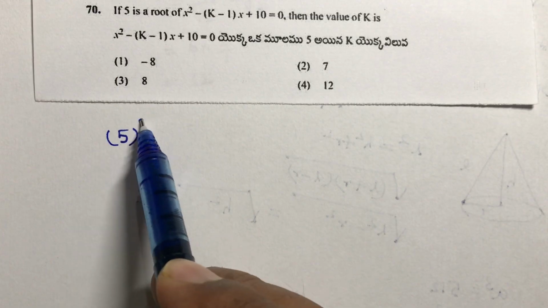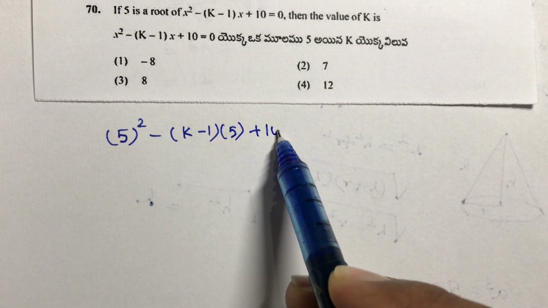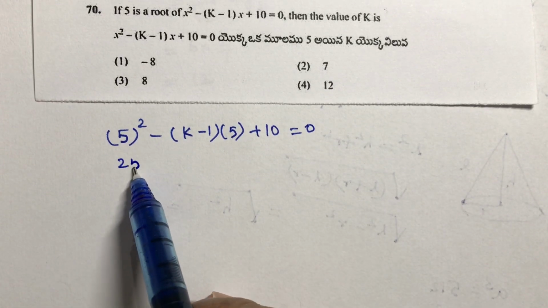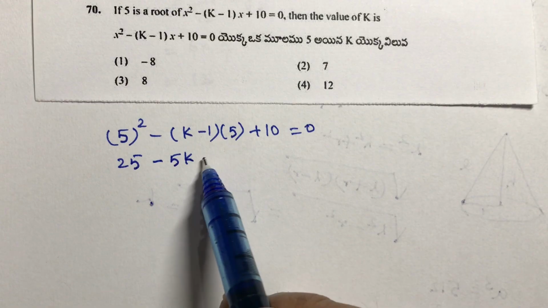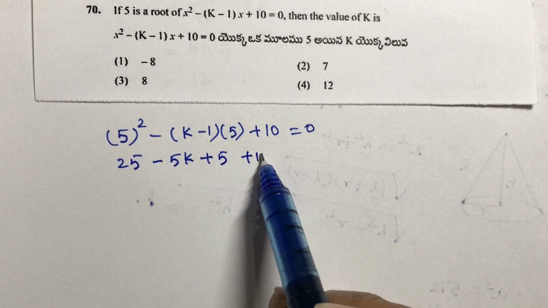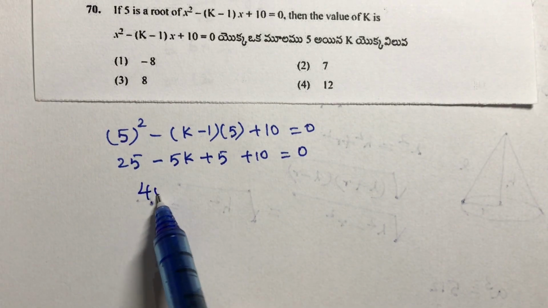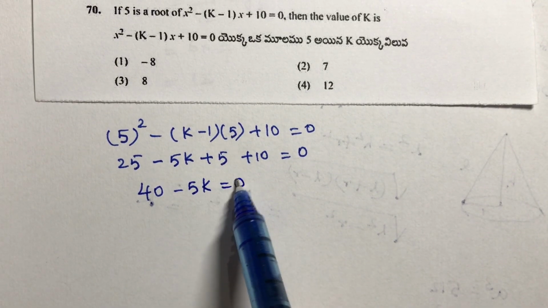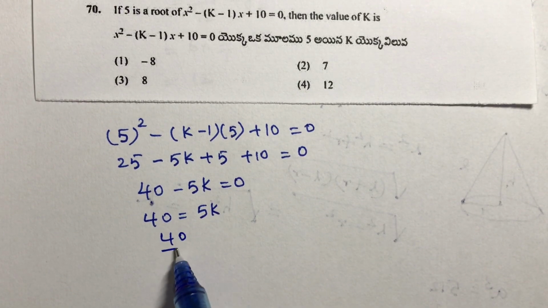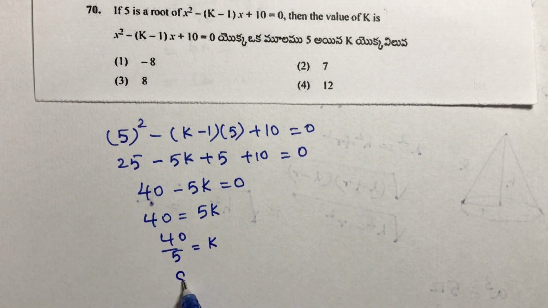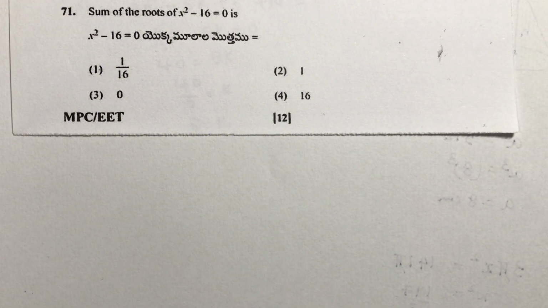So you'll get 5 square minus (k minus 1) into 5 plus 10 equals 0. So 25 minus 5k plus 5 plus 10 equals 0. 25 plus 5 is 30, 30 plus 10 is 40. 40 minus 5k equals 0. 40 equals 5k. 40 by 5 equals k. So 8 equals k.